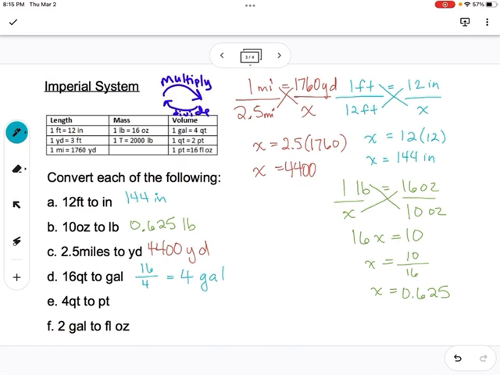Next question, we want to go from quarts to pints. 1 quart is equal to 2 pints. Going from left to right, we are multiplying. So we're going to have our 4 quarts times 2, because there's 2 pints per quart. And that gives us 8 pints.